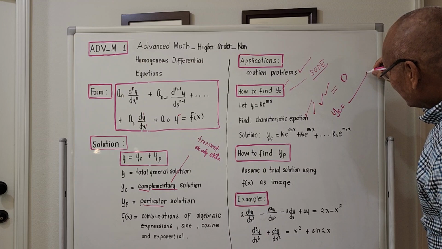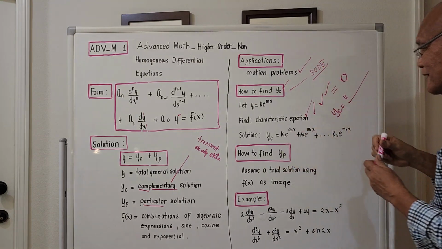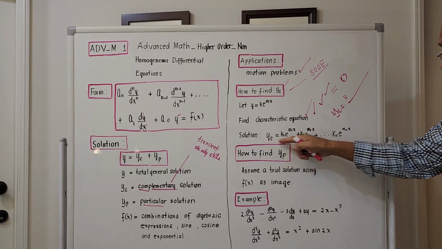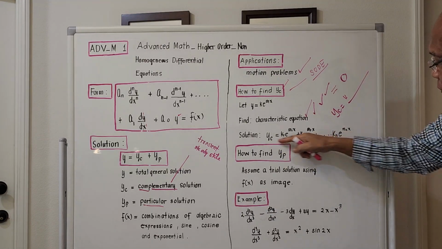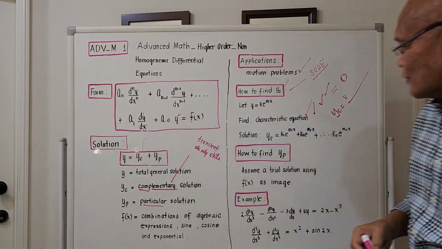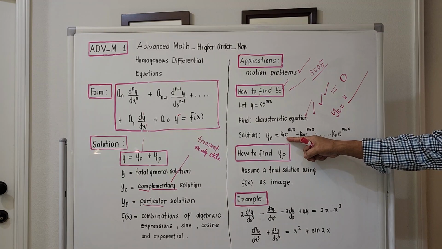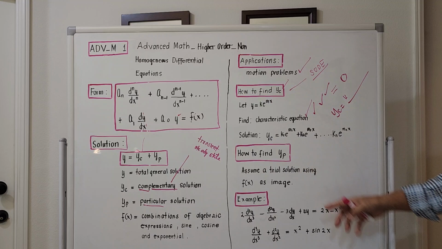It will come out. It should be K1 plus K2 plus K3 e raised to, right? It is something like this. That is the complementary solution. It is only a part of the solution. And the harder part is actually how to find y sub p, the particular solution.